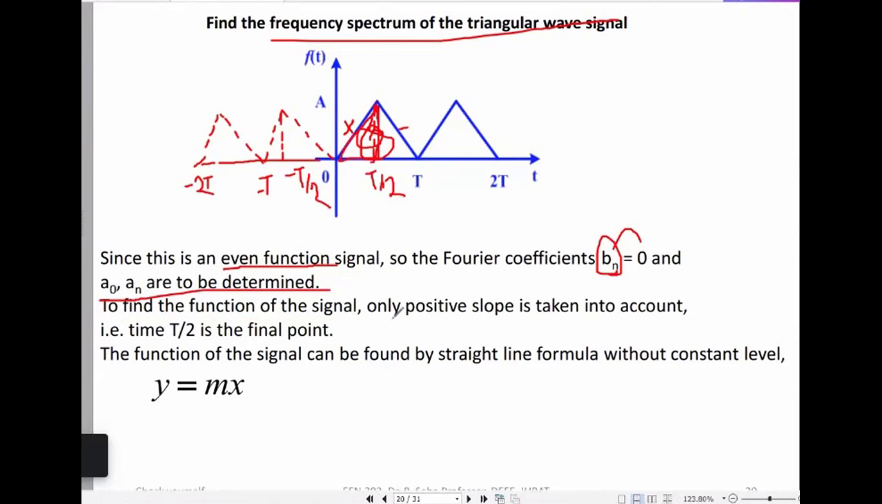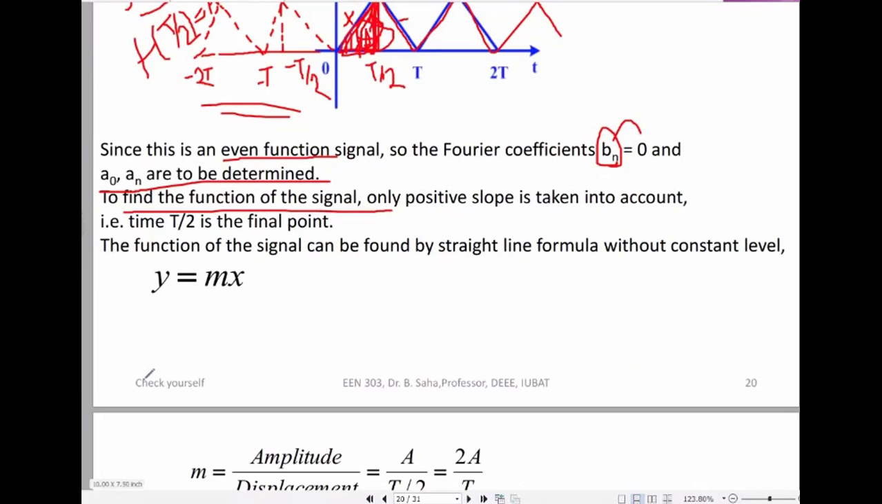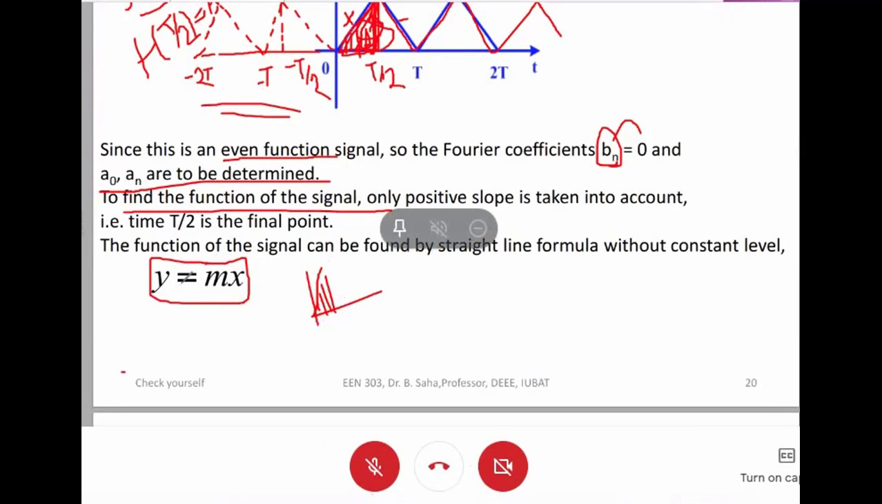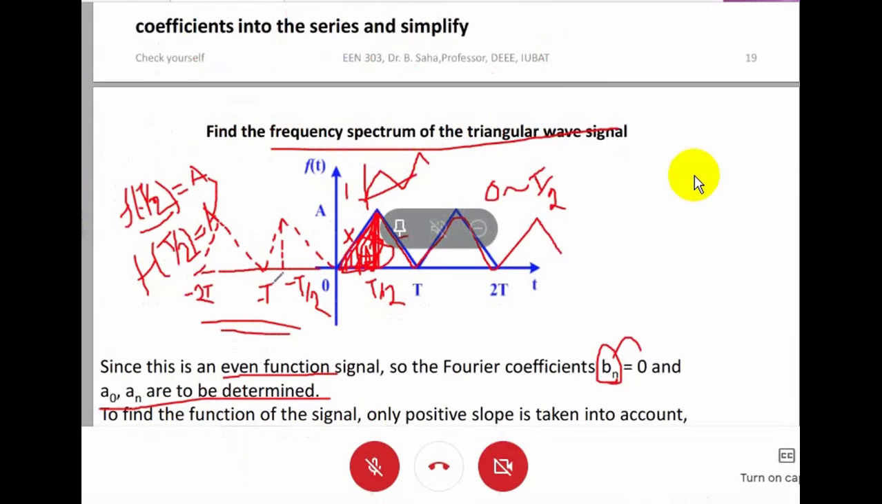That thing has been talked about here. Only the positive slope is taken into account. That's why time is T by 2. That means the limit is T by 2. Now our target is to find the function of the signal. To find the function of the signal, we need to apply the straight line equation, because it changes with respect to time. So every time it changes. That's why y equals mx, that means f of t equals mt.